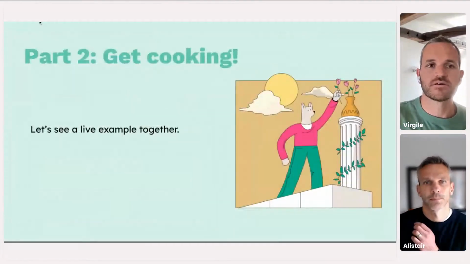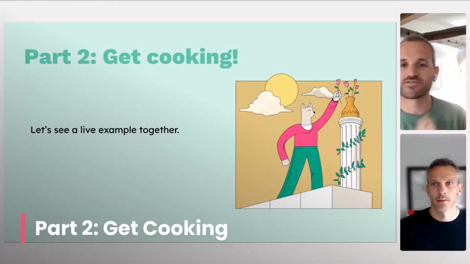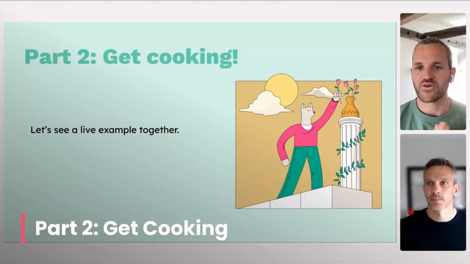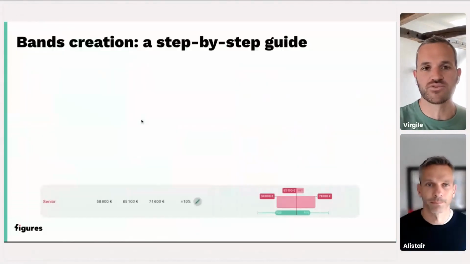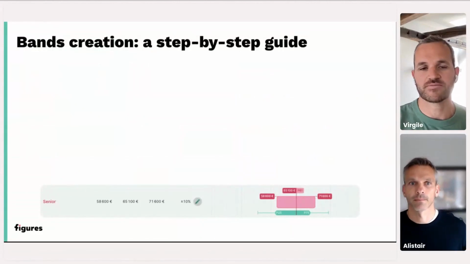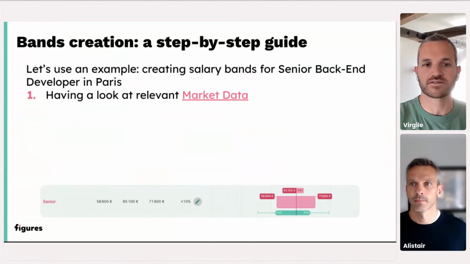Yeah. Right. Al, it's time to get cooking. So I feel like I've been listening to Al for a few minutes. I feel like I'm ready to apply some of the things Al said. I'm Al's Padawan, so I want to use a real-time example on how to build a salary band, right? Let's say we want to create a salary band for senior backend developer in Paris.